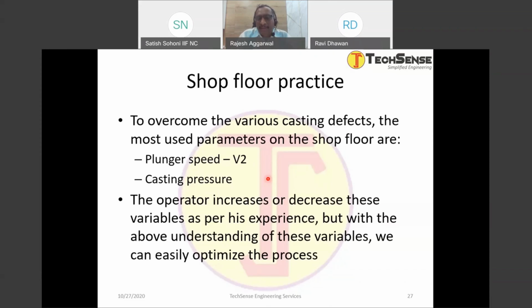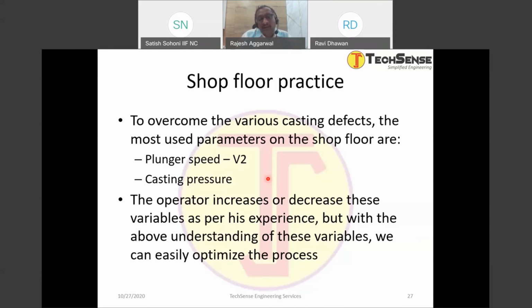Many times we have a perception that air will go away on its own, right? In that case, what happens is if the air pressure is too much inside the cavity, it will lead to opening of the die and the flashing will happen. That is also one of the root causes for flashing, right? So these are the two important variables.